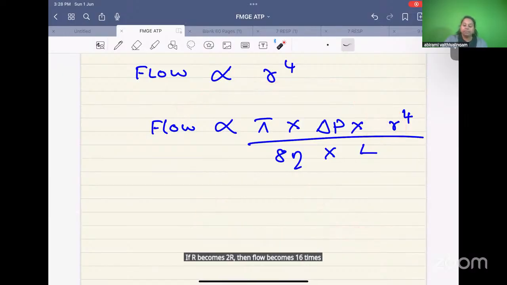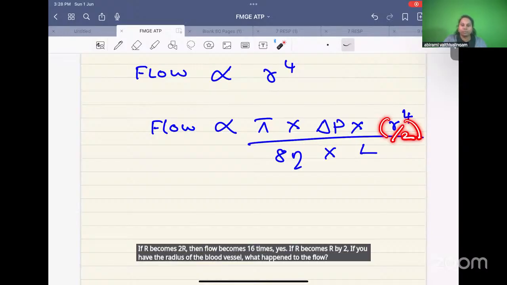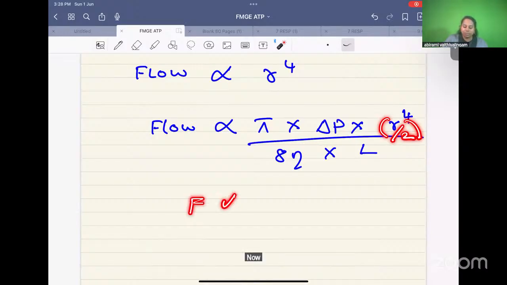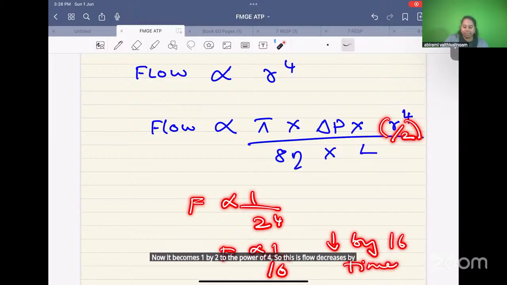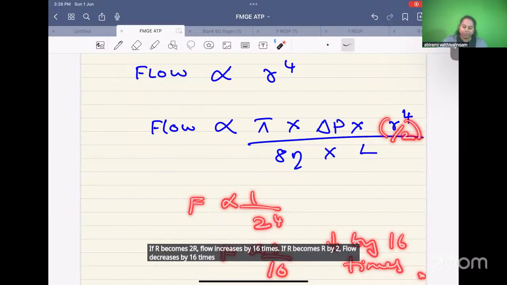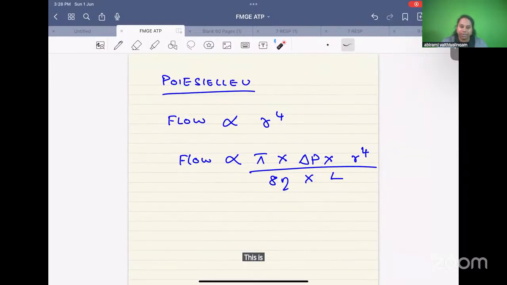If r becomes r by 2, if you halve the radius of the blood vessel, what will happen to the flow? Now it becomes 1 by 2 to the power of 4, so flow decreases by 16 times. If r becomes 2r, flow increases by 16 times. If r becomes r by 2, flow decreases by 16 times. This is called Poiseuille-Huygens law.